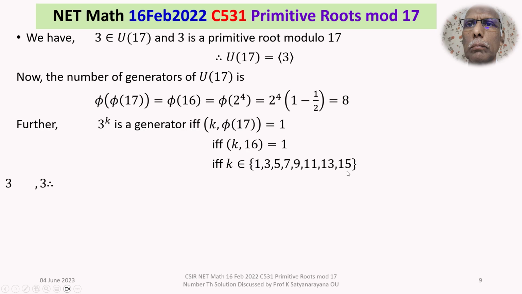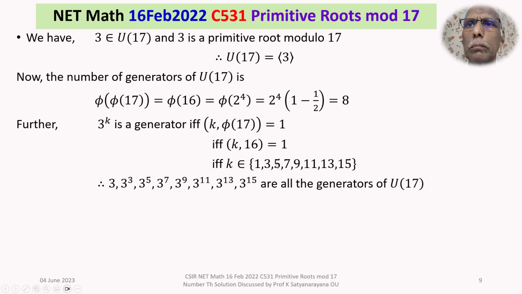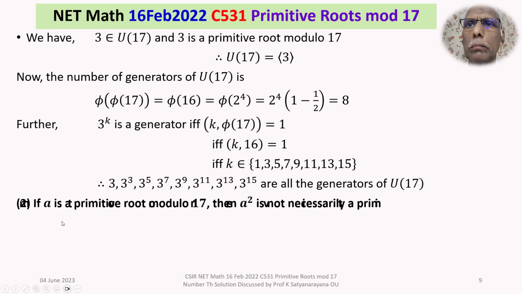So what are the generators? 3, 3 cube, 3 power 5, 3 power 7, 3 power 9, 3 power 11, 3 power 13, 3 power 15 are all the generators of U17. They are 8 in number. Agreed? Agreed. Now let's get into the statement given in option 2.